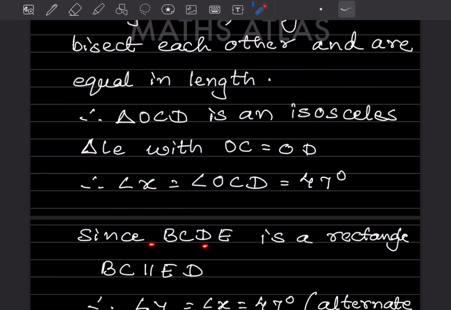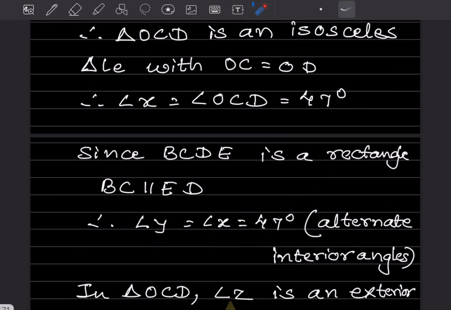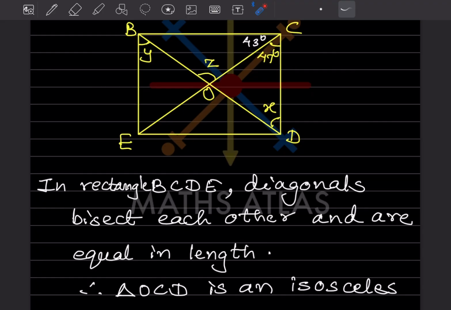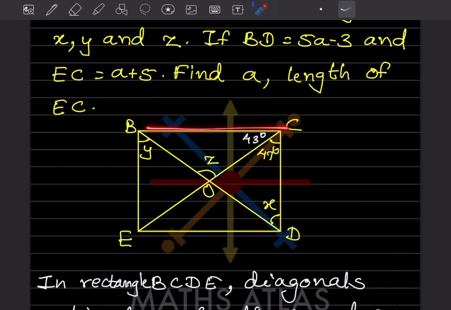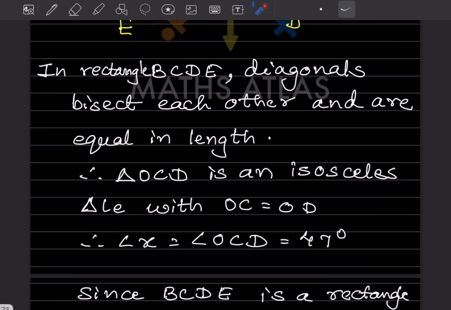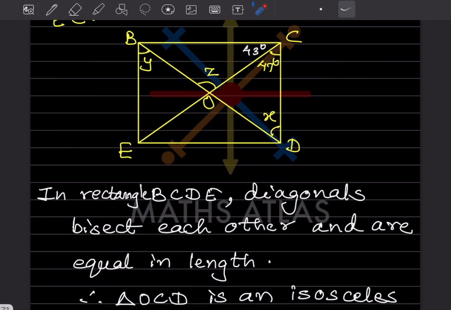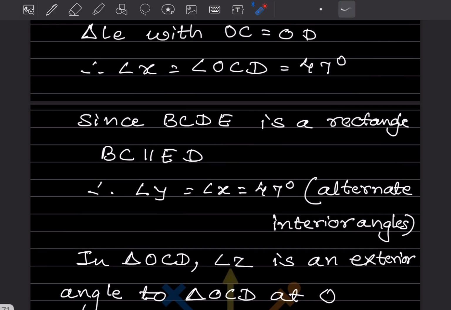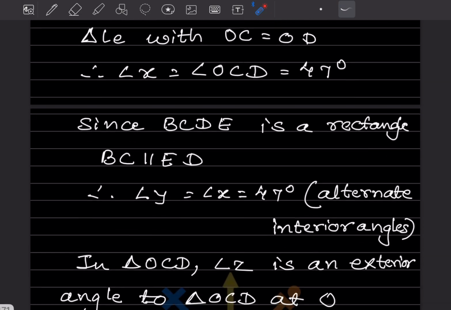Then since BCDE is a rectangle, BC is equal to ED, and this should be parallel to ED. So we can say angle Y is equal to angle X, which is going to be 47, because they are alternate interior angles.